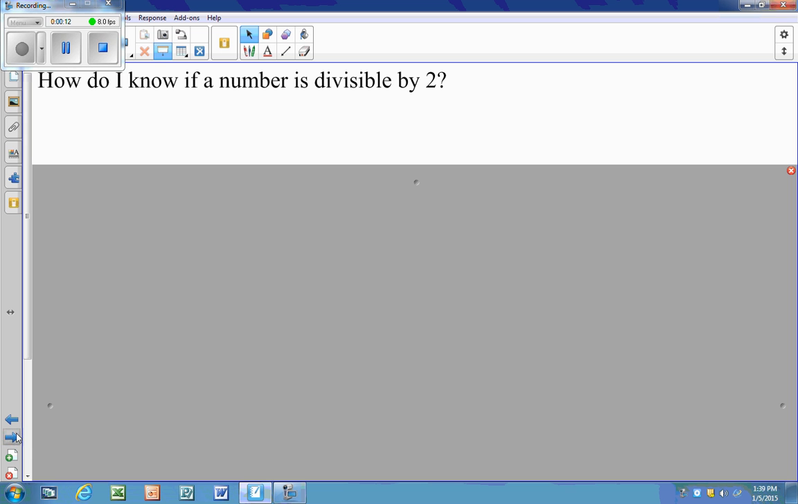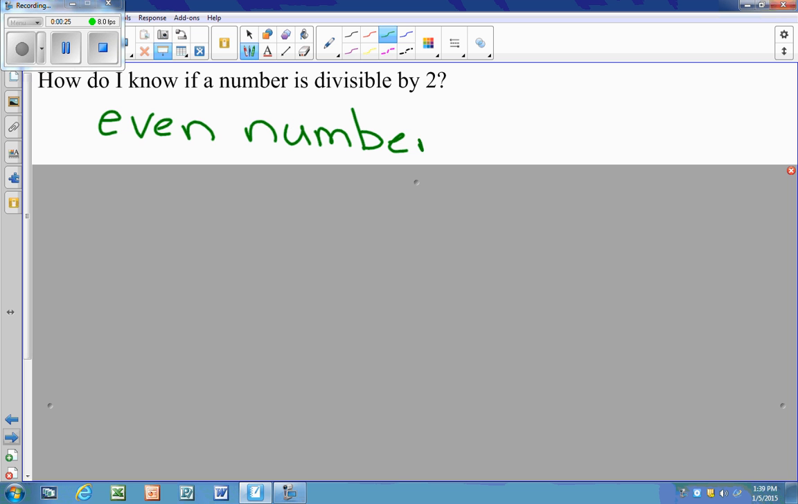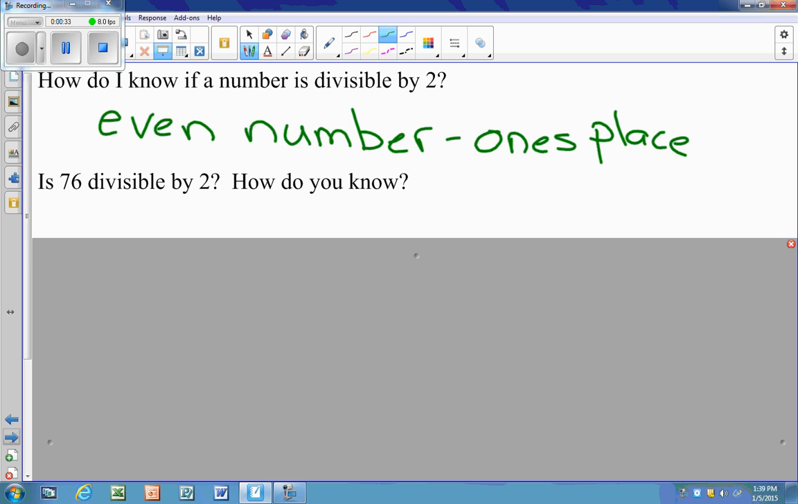So the first one is, how do I know if a number is divisible by 2? In order for a number to be divisible by 2, it must have an even number in the ones place. If it has an even number in the ones place, then it is definitely divisible by 2. So here's an example. Is 76 divisible by 2?